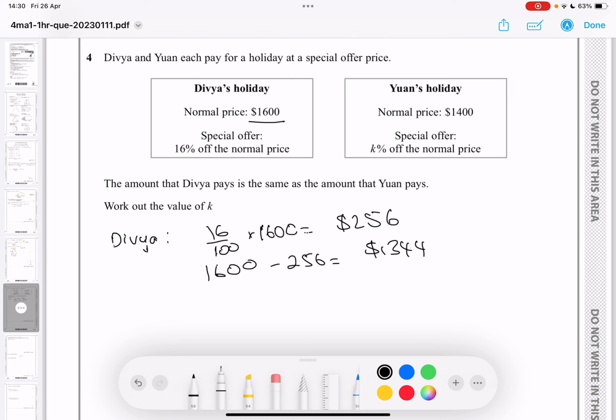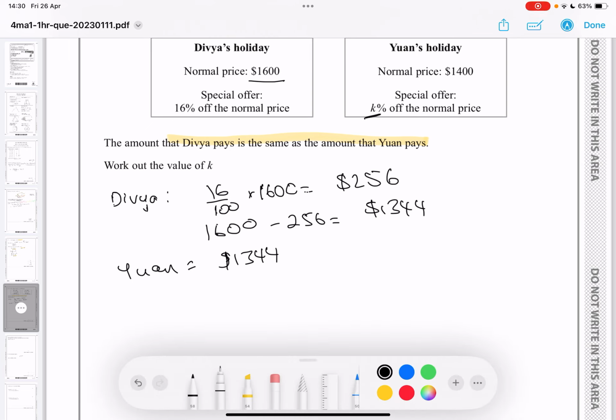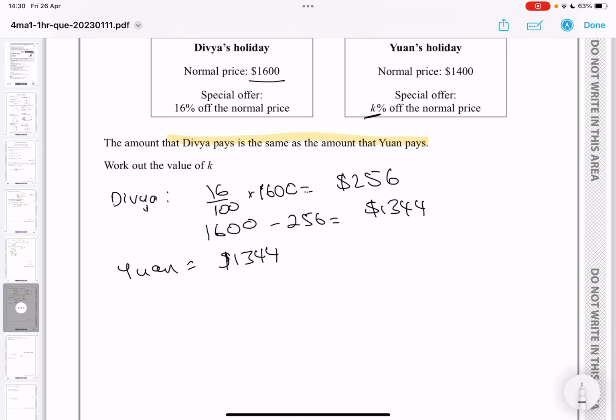And what it says is that Yuan also pays the same amount as Divya. So that means Yuan pays a sum of $1,344. Now, Yuan's holiday is normally $1,400, but there's also a special offer of k%. So k is the value that we need to calculate. If we work out what k% of 1,400 is and subtract it from 1,400 to work out how much Yuan actually pays, we can then calculate k, okay?